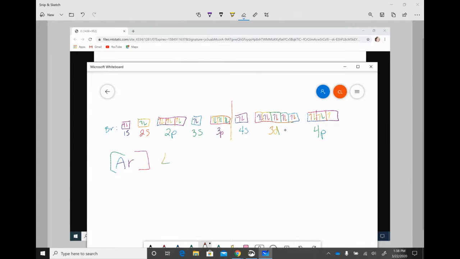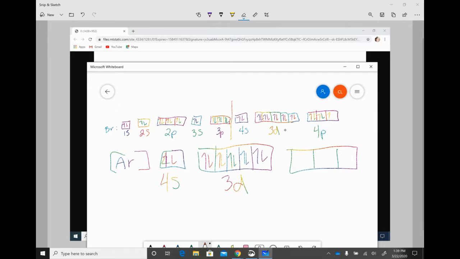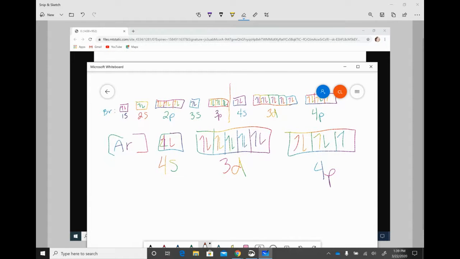So then you would just write, there's your 3d's, and then your 4p's are going to look the same. All right, so you have bromine the long way written out here, and then you can have the shorthand way written on the bottom. So those are 2 different ways that you can draw it out.